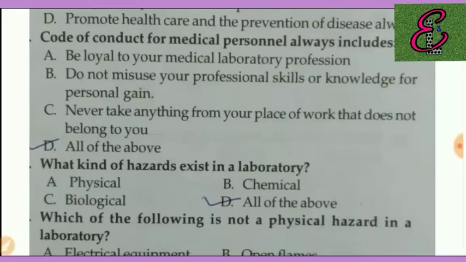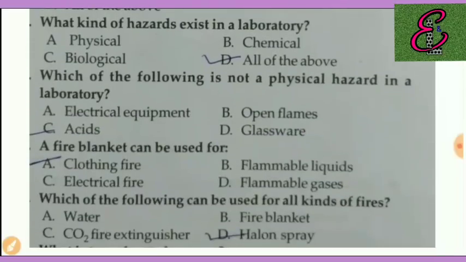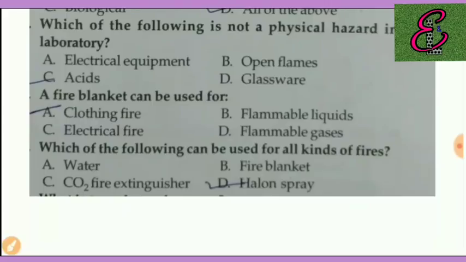Second question. What kind of hazards exist in a laboratory? The answer is chemical, physical and biological kinds of hazards exist in a laboratory. Second question. Which of the following is not a physical hazard in a laboratory? The answer is acid.